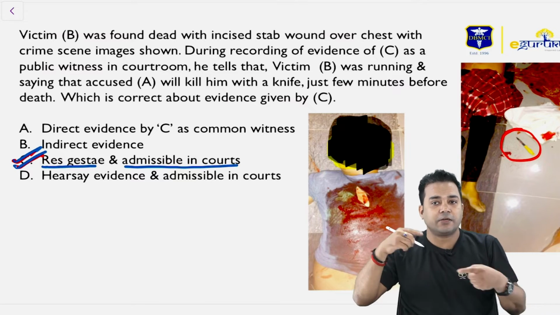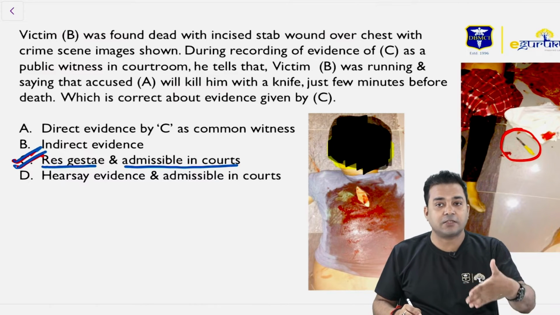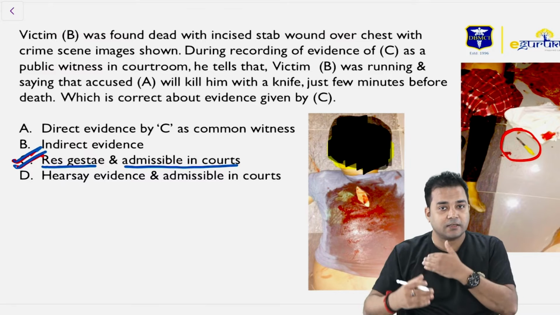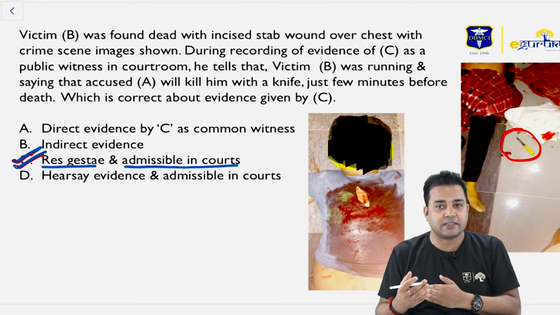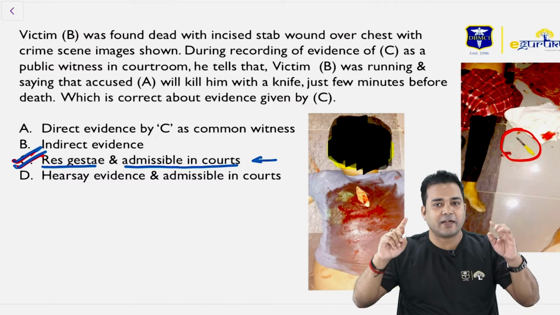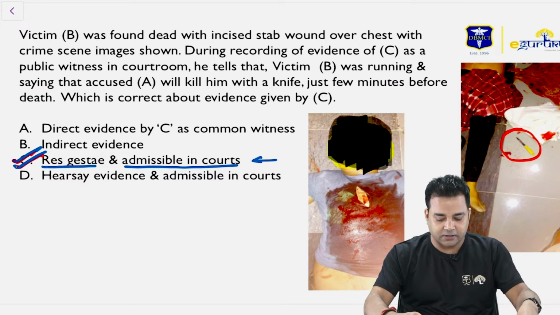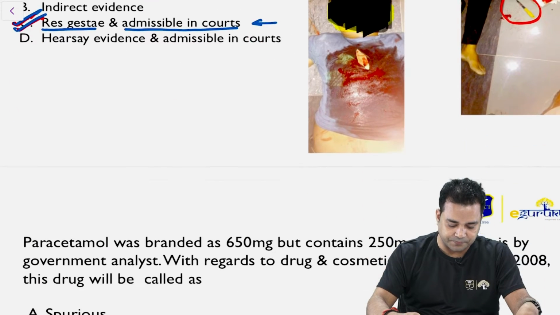Because we know hearsay evidences as such are inadmissible in courts, and here the evidence which is acquired by the witness is a sort of hearsay evidence, to be exact res gestae. So the better answer will be option C. Correct? So don't mark any question wrong from this aspect. Witness and evidence are very important topics from the legal procedures aspect.